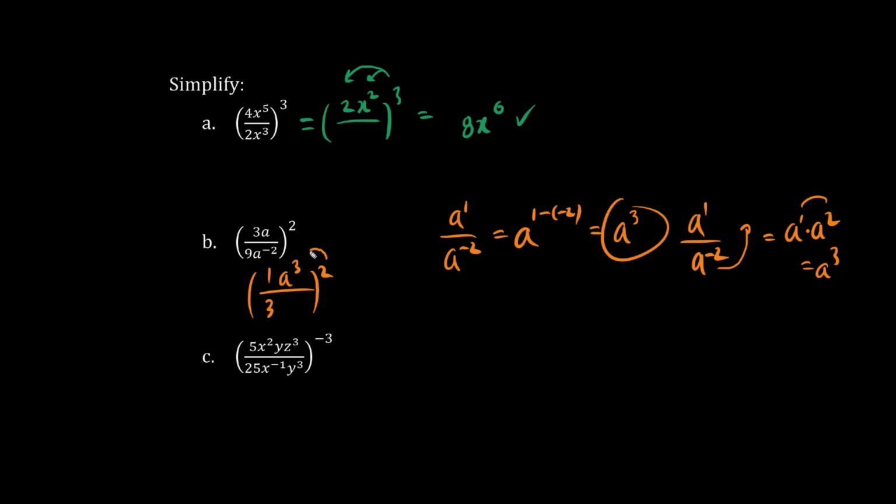We now distribute the exponent 2 to the top and the bottom. Exponent bracket exponent, we multiply. 3 times 2 is 6, so we have a^6 on the numerator, and 3 squared is 9 on the denominator.